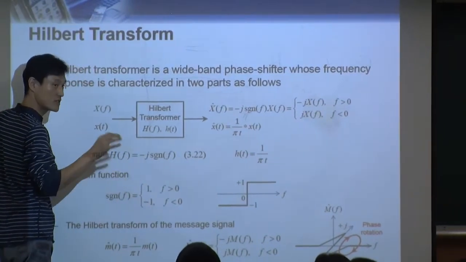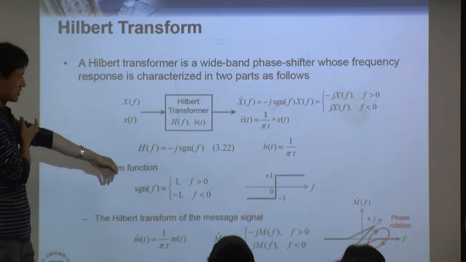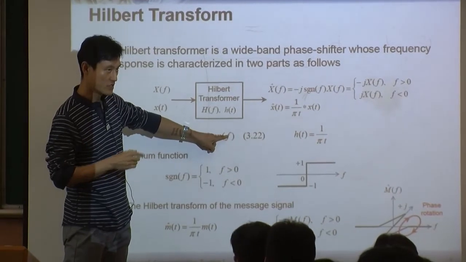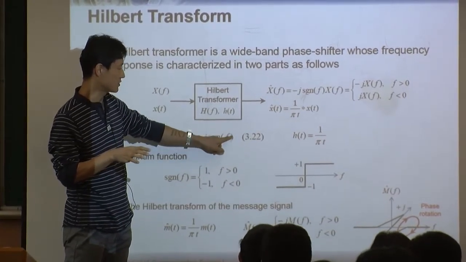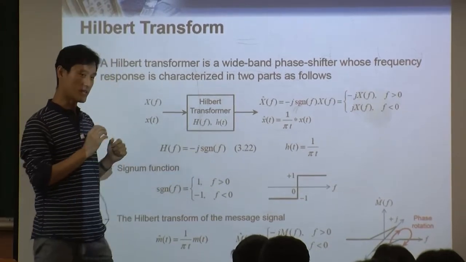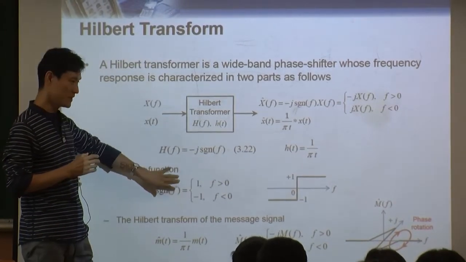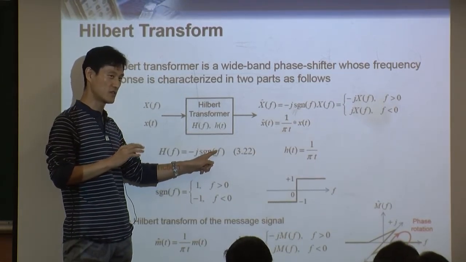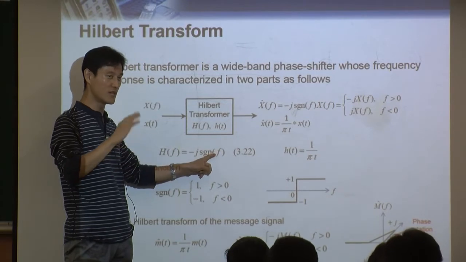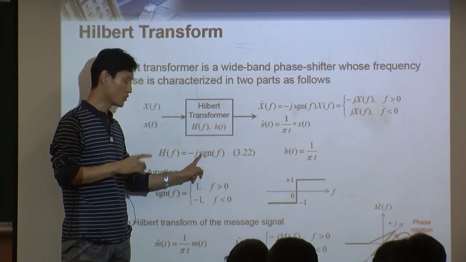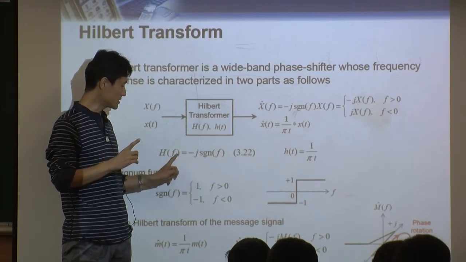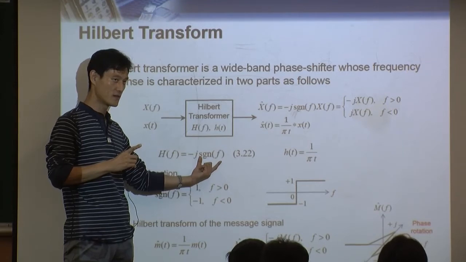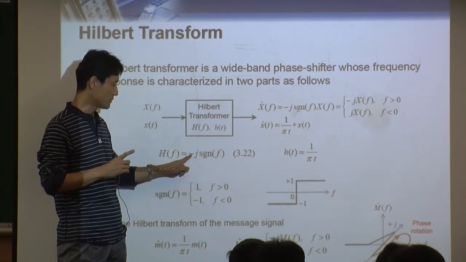Now we want to look at the phase response. Let's say our input frequency is positive. If we get a positive frequency, then based on the definition of the signum function, it doesn't matter whether the frequency is positive 100 or positive 1 million. The output is 1. In that case, H(f) becomes minus j because this part is 1. So when f is positive, you get minus j.